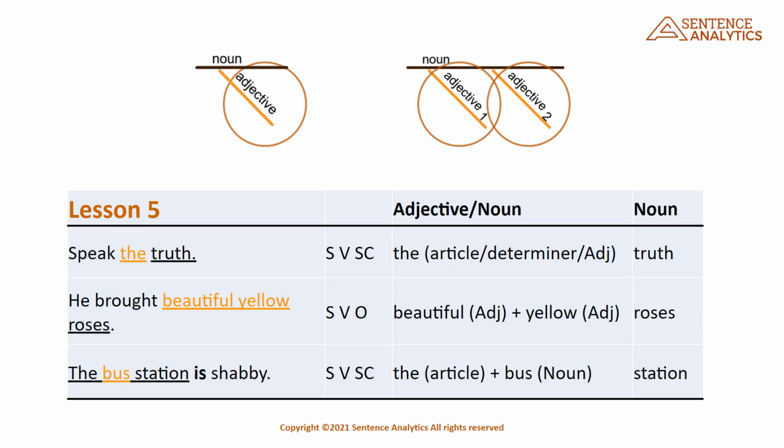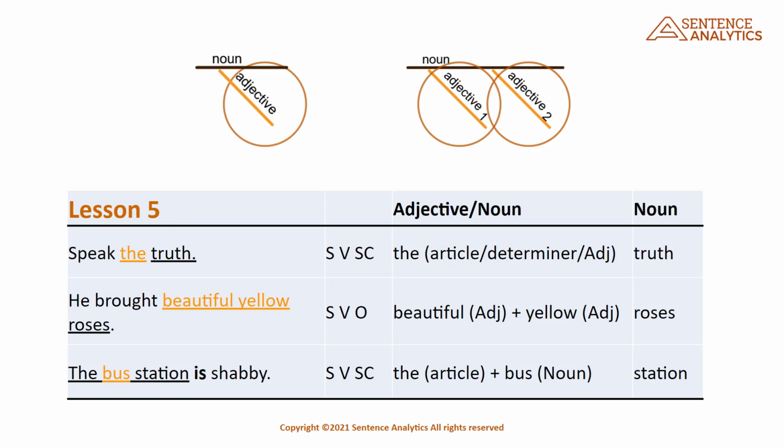All right. The third sentence is the bus station is shabby. This is a subject, linking verb, subject complement sentence, but the subject's a little tricky here. We have two nouns near the beginning of the sentence, bus and station. Well, part of it's just common sense.